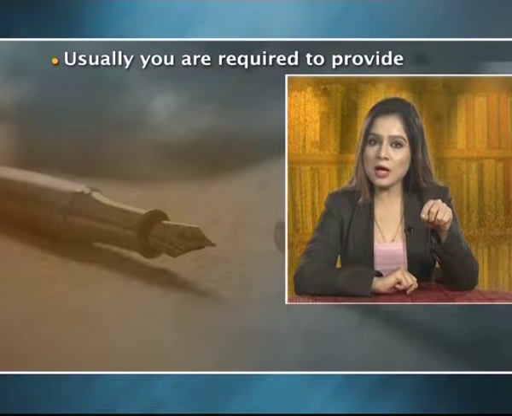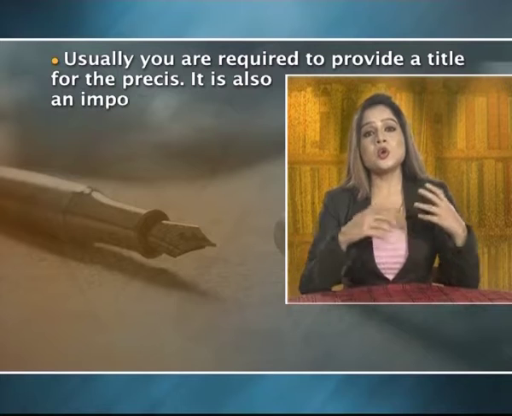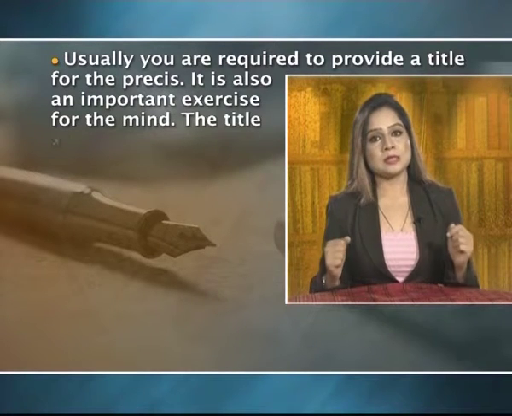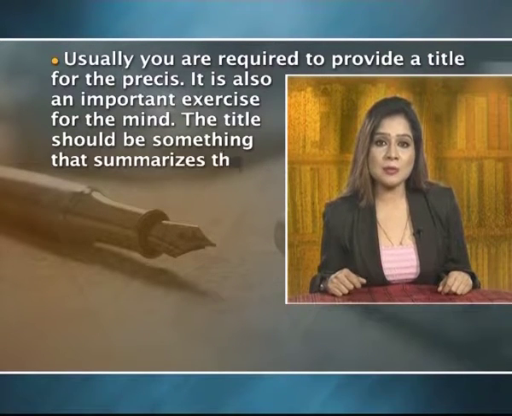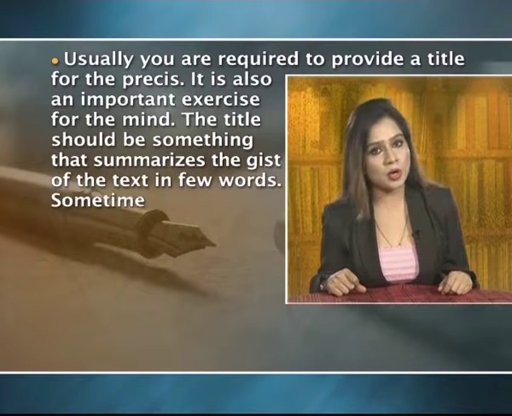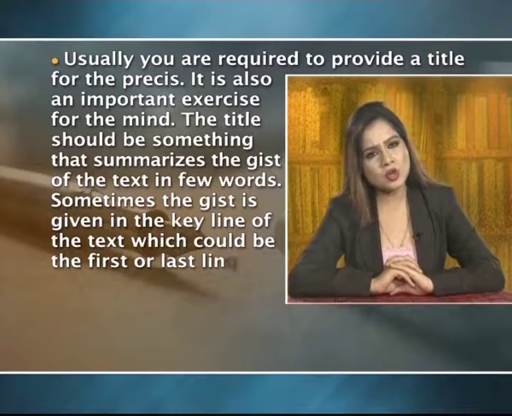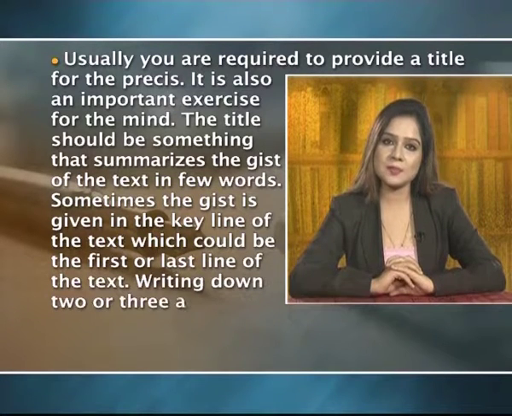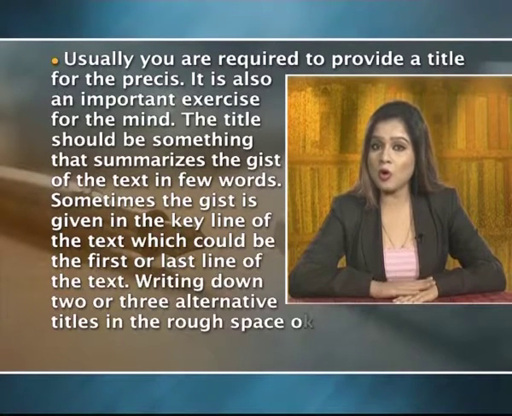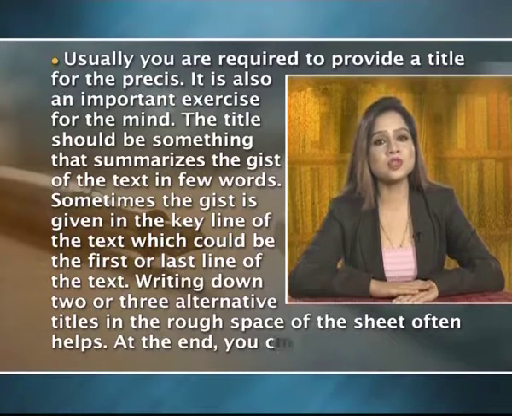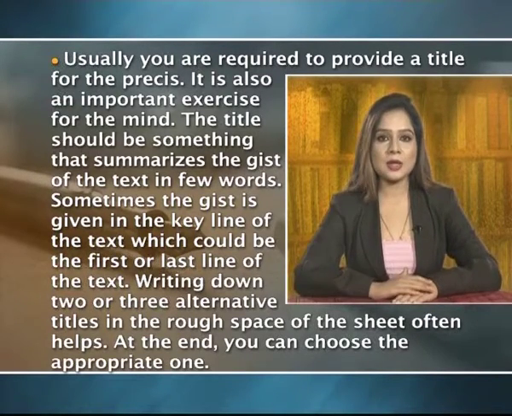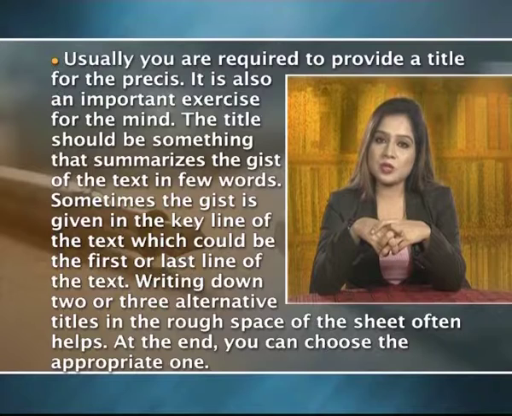Usually you are required to provide a title for the Précis. It is also an important exercise for the mind. The title should be something that summarizes the gist of the text in few words. Sometimes the gist is given in the key line of the text, which could be the first or last line of the text. Writing down 2 or 3 alternative titles in the rough space of the sheet often helps. At the end, you can choose the appropriate one.